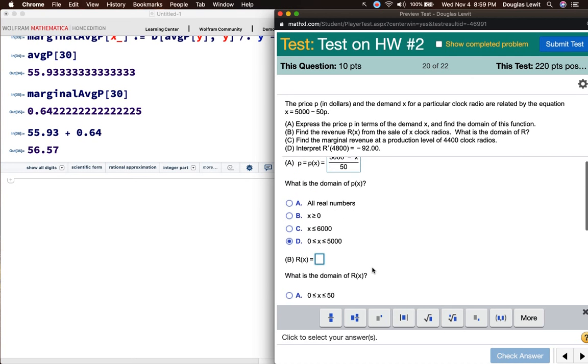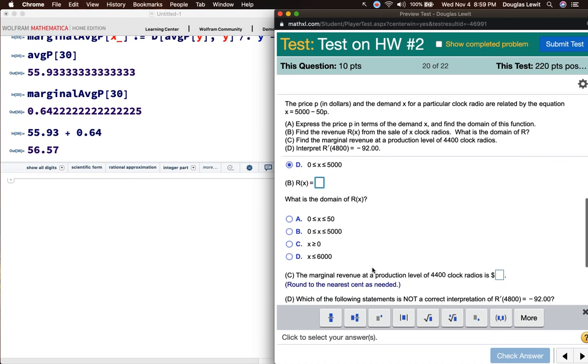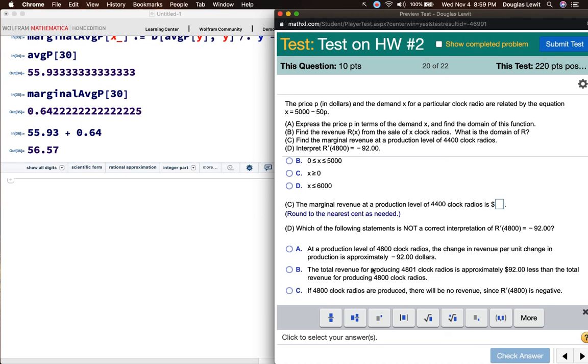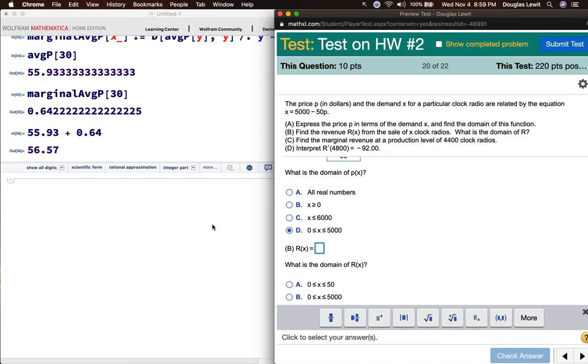Now, what is the revenue function here? This one's a little bit tricky. Part B: find the revenue R of X from the sale of X clock radios.